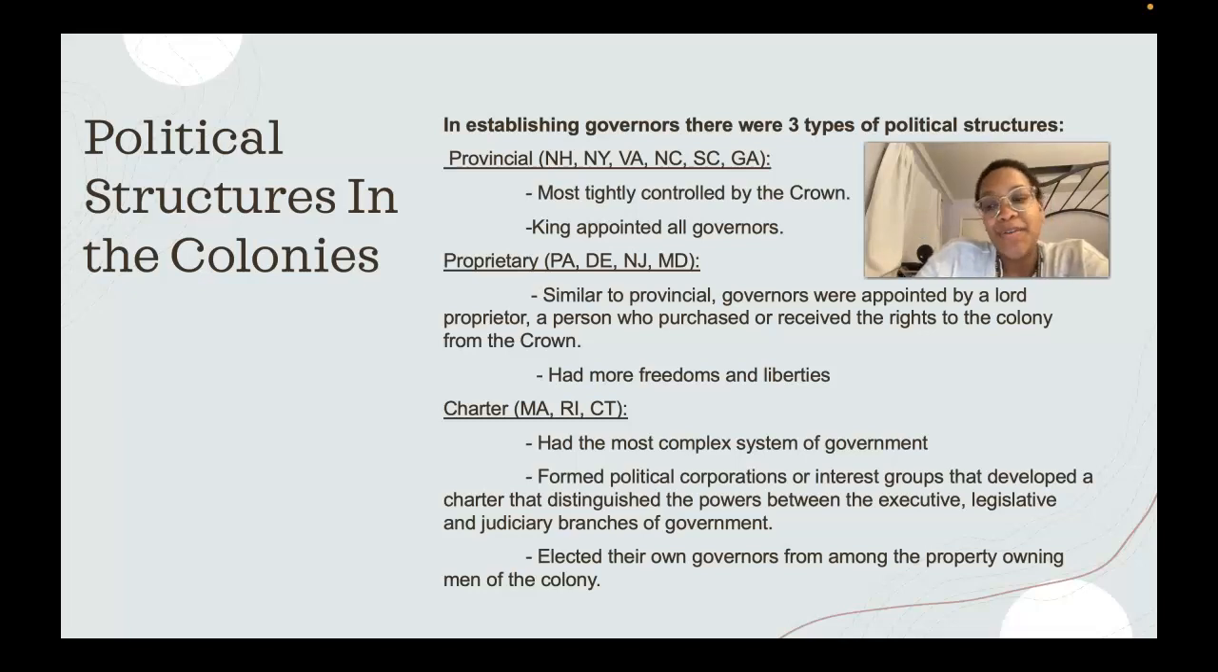So in this segment of colonial society, we're going to be talking about political structures in the colonies as well as the experiences of Anglo-British American women in the colonies. So let's get into it.